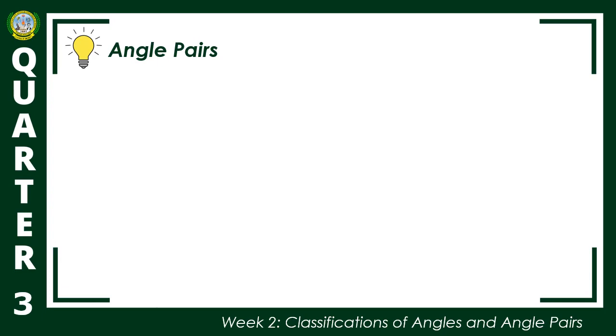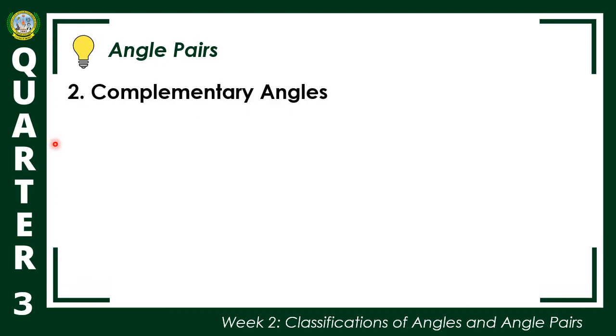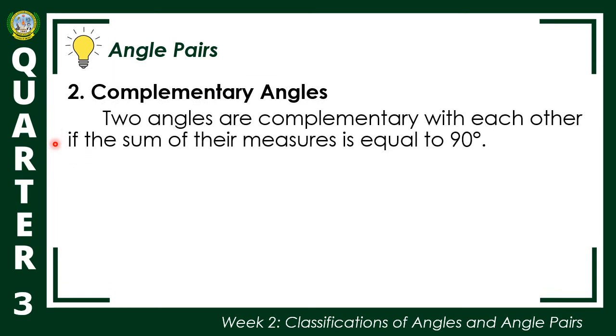Let's move on to the next pair of angles. We have the complementary angles. Two angles are complementary with each other if the sum of their measures is equal to 90 degrees. Again, pag pinagsama po yung measurement ng dalawang angles, it will be equal to 90 degrees.